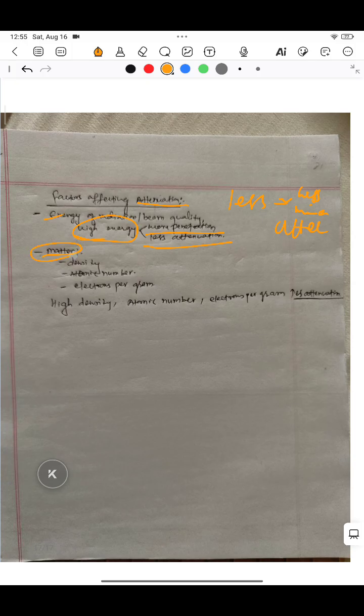The other factors concern the matter: density, atomic number, and electrons per gram of the human body tissue or whatever tissue we exposed. Increases in density, atomic number and electrons per gram increase attenuation. The more the atomic number, the more photoelectric interaction there will be, and the more attenuation. Electrons per gram is also the same thing. So density, atomic number, electrons per gram, and then there is energy.